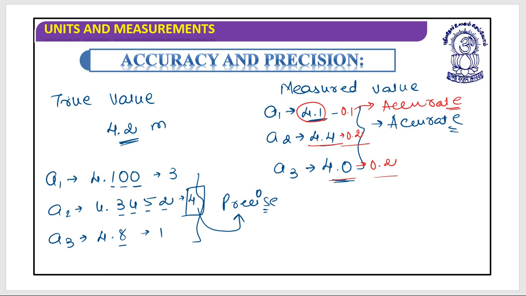I hope these things are clear. While considering accuracy, you just need to check which one is closer to the true value. And while considering precision, you just need to check which one has more digits. So this is how we can determine which one is accurate and which one is precise.